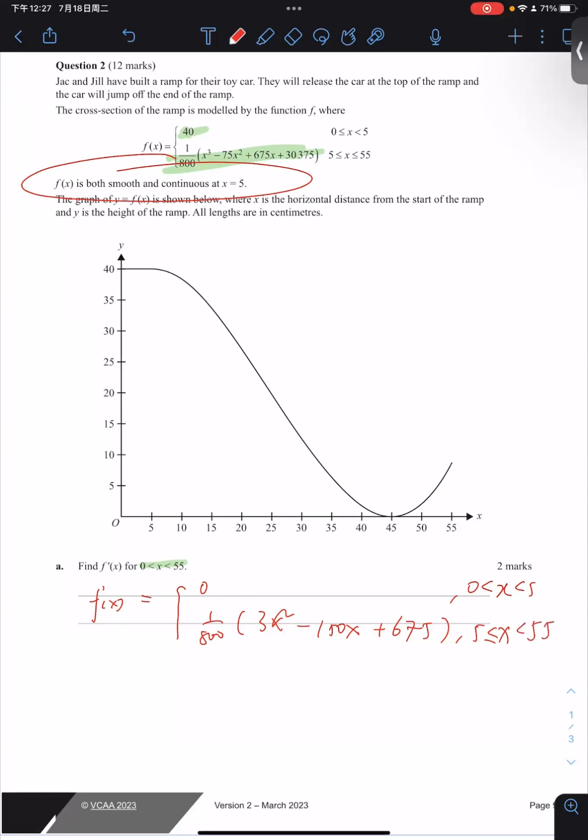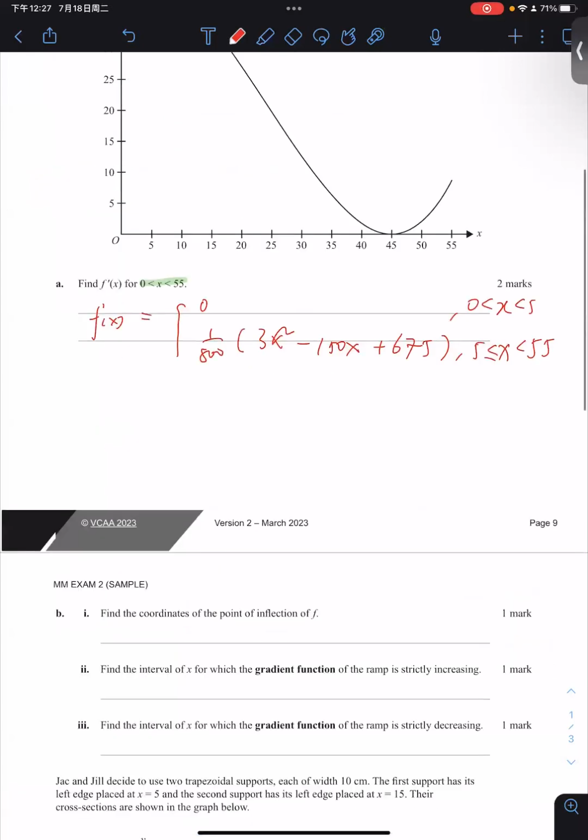It is 2 marks. It is the introduction of the question. However, some of the students lost the marks.